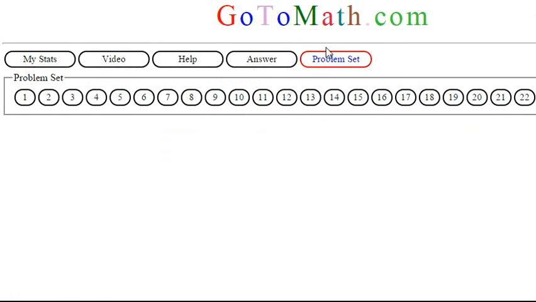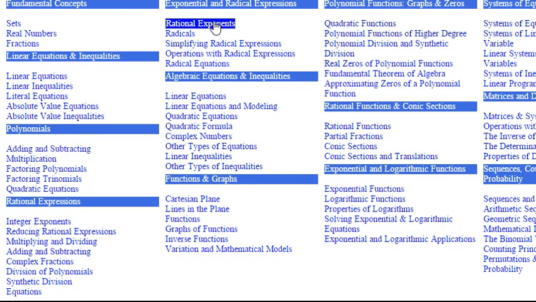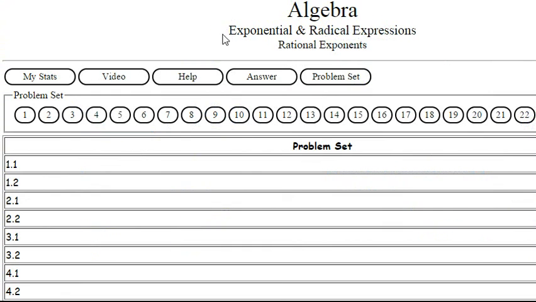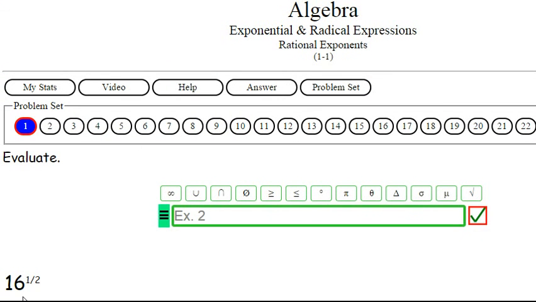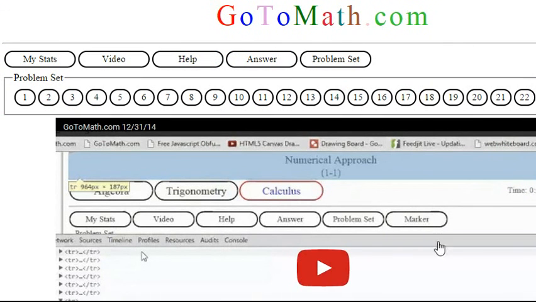Alright. Okay, so we're over here, GoToMath.com. We just finished up in this section. And what are we doing next? I guess you're going to move over to rational exponents. Let's just click on that, see what we got. Oh, okay. Got it. Alright, so that's what we're doing next. Okay, and I'll see you in that section, moving right along.